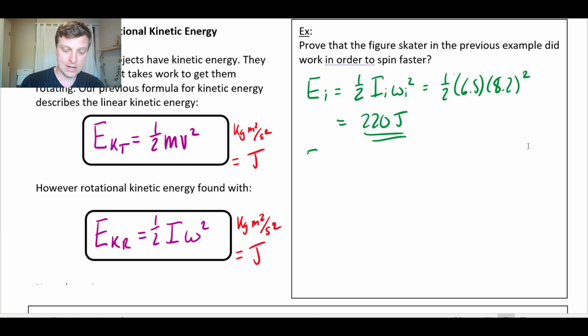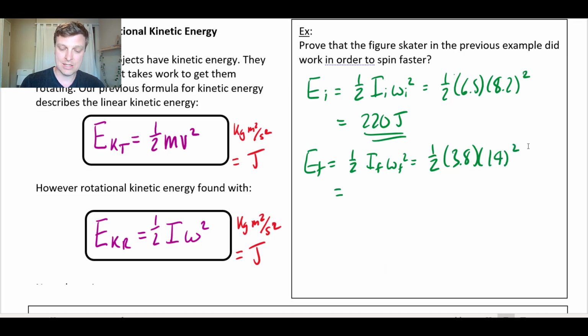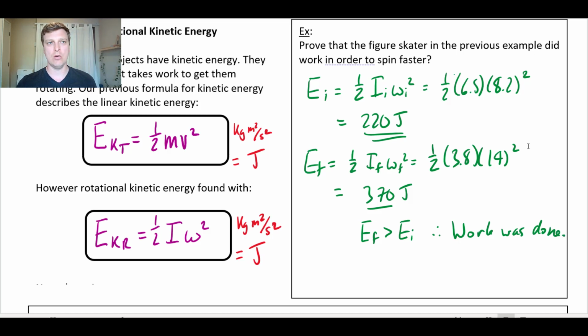Now her final energy is 1/2 I final times omega final squared. So that's 1/2 times 3.8 and then 14 squared. And this ends up being about 370 joules. So you can see very clearly that since E final is greater than E initial, therefore work was done, right? The work on her can't be zero because she gained mechanical energy.